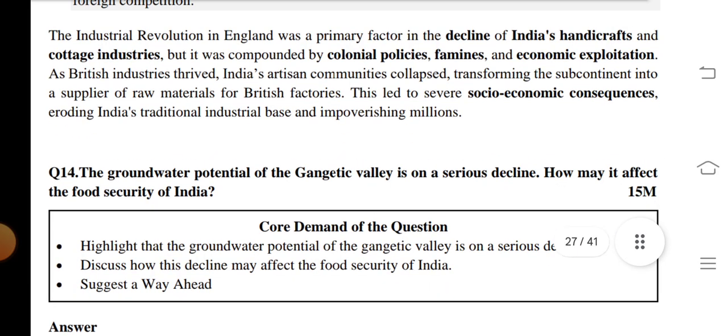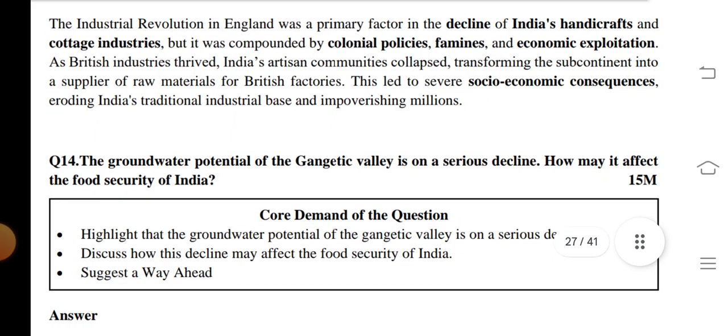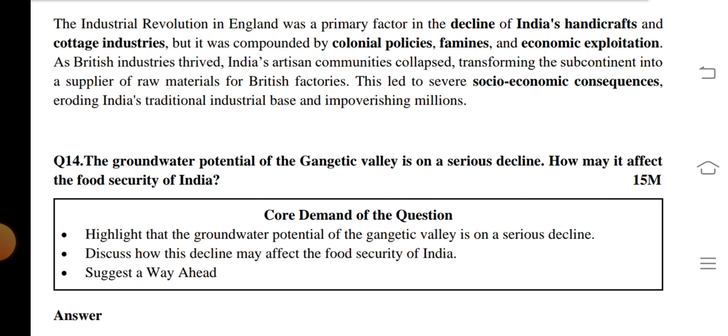The Industrial Revolution in England was the primary factor in the decline of India's handicraft and cottage industries, but it was compounded by colonial policies, famines, and economic exploitation. As British industries thrived, India's artisan communities collapsed, transforming the subcontinent into a supplier of raw materials for British factories. This led to severe socio-economic consequences, eroding India's traditional industrial base and impoverishing millions.